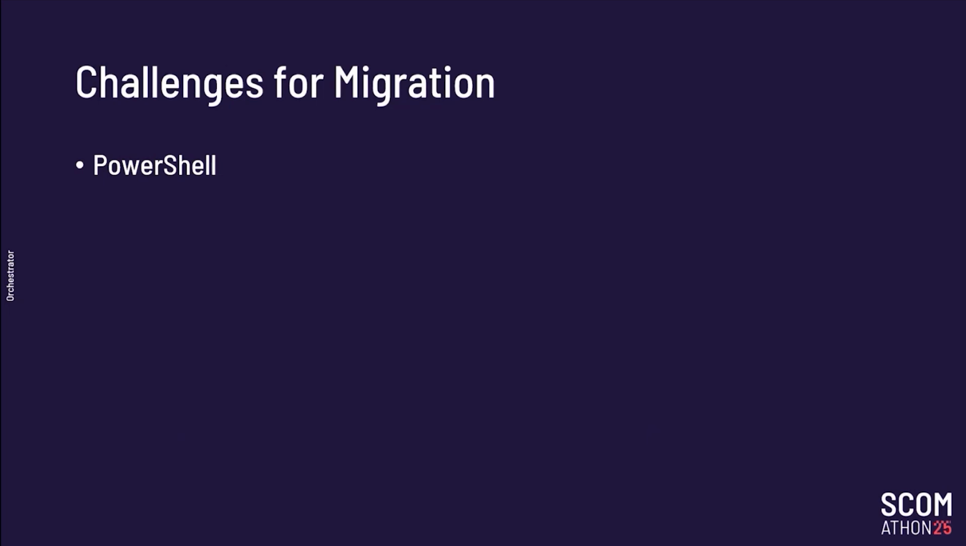So the first one is PowerShell. Because we are now in a 64-bit application, there is a problem with the PowerShell versioning and the script syntax. Historically, because Orchestrator was 32-bit, the PowerShell scripts it ran were running in PowerShell 1 or PowerShell 2 syntax. With 2025, it now supports PowerShell 6, 7, and whatever the future versions for the operating system will be. So it's, as a minimum, PowerShell 4 or above.